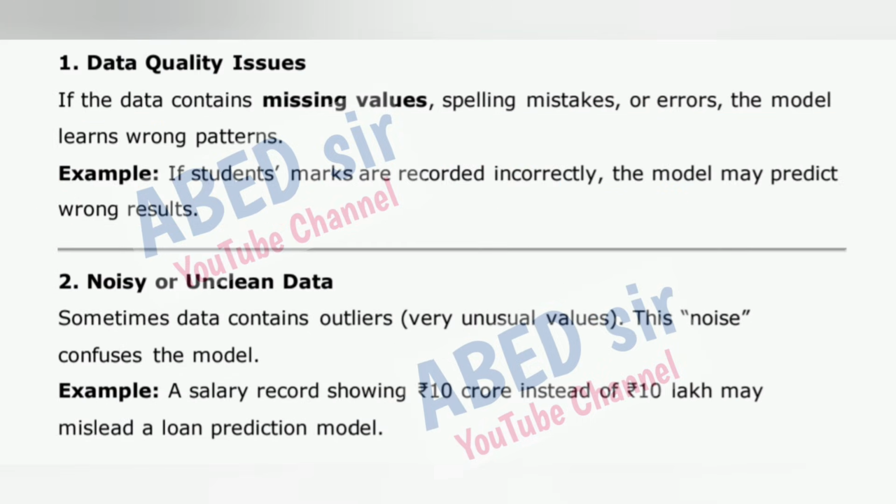1. Data quality issues. If the data contains missing values, spelling mistakes, or errors, the model learns wrong patterns. Example, if students' marks are recorded incorrectly, the model may predict wrong results. 2. Noisy or unclean data. Sometimes data contains outliers, very unusual values. This noise confuses the model. Example, a salary record showing 10 crore rupees instead of 10 lakh rupees may mislead a loan prediction model.